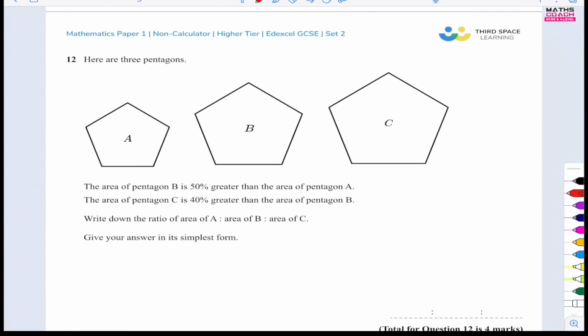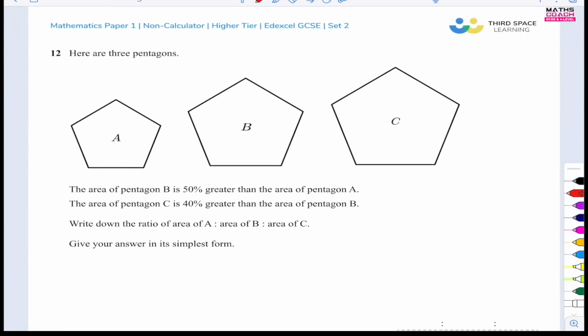So question 12. Here are 3 pentagons. This is a good question. This is quite common actually. These have been coming up recently, so pay attention to this. All right. So let's read. The area of pentagon B is 50% greater than the area of pentagon A. All right. What does that mean? That means from pentagon A, the area is multiplied by 1.5 if you use the multiplier idea. Okay, that's 50% greater, right? It's multiplied by 1.5.